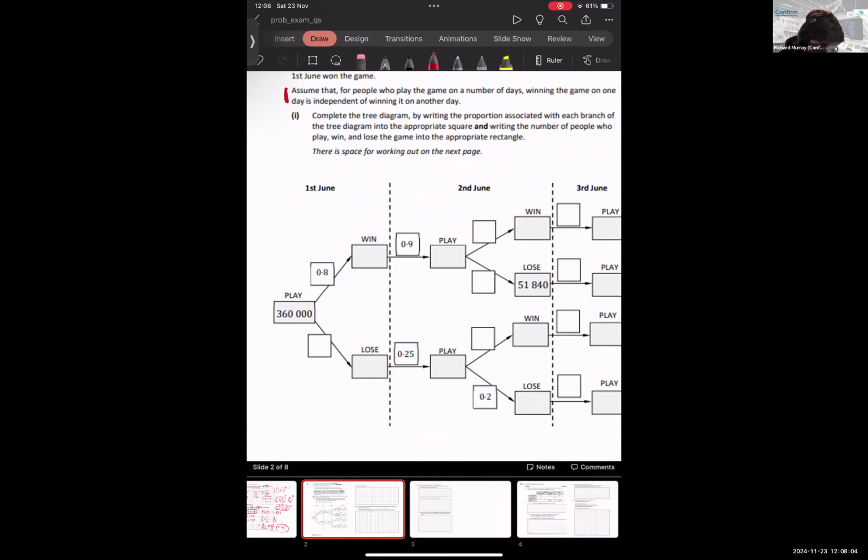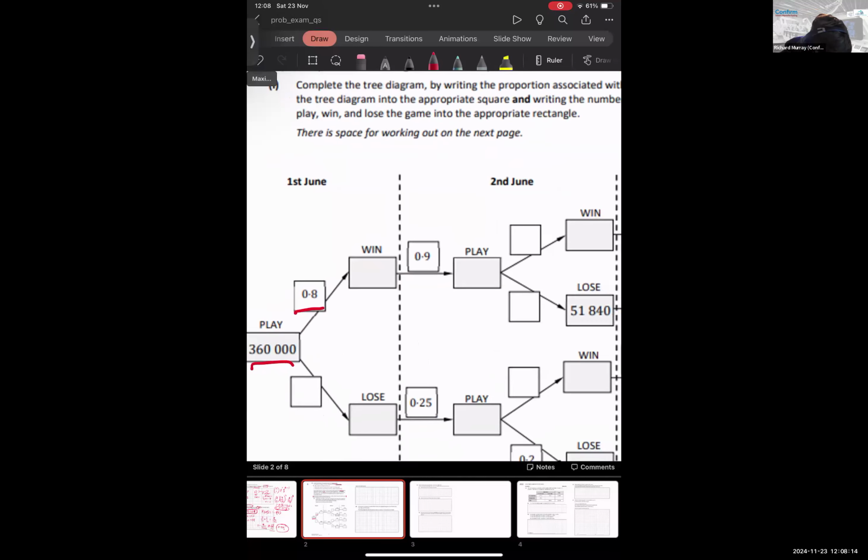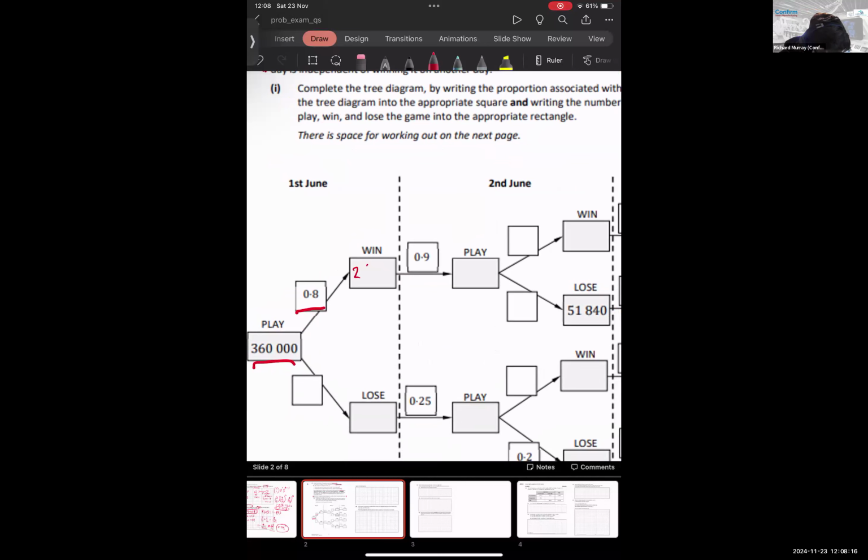So we see that here, 360,000, and we can use our tree diagram to figure out what goes in that top box. So it's 360,000 times 0.8, which gives us 288,000. Our lose, well, if win is 0.8, this box here must be 0.2 because they have to be complementary for this tree diagram, which then gives us down here 72,000.